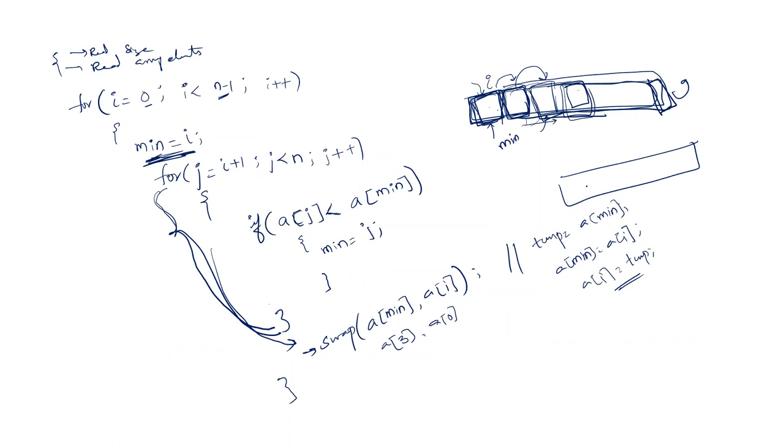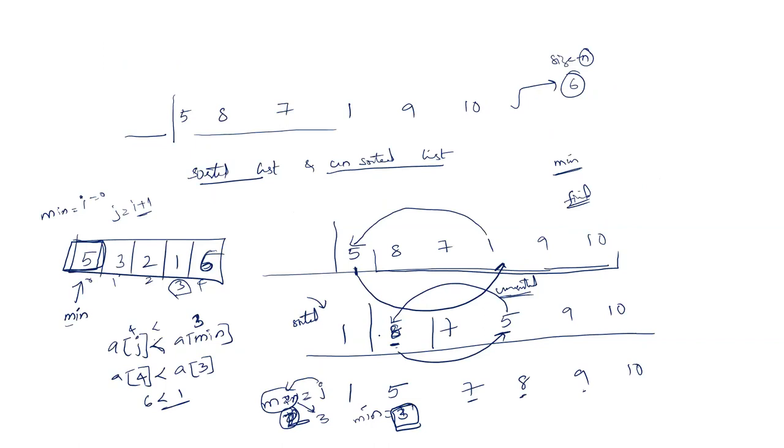What is a of 3? That is the element. I'm going to swap this element with this element. Now it is 1, and 3, 2, 5, and 6. This is going to happen.